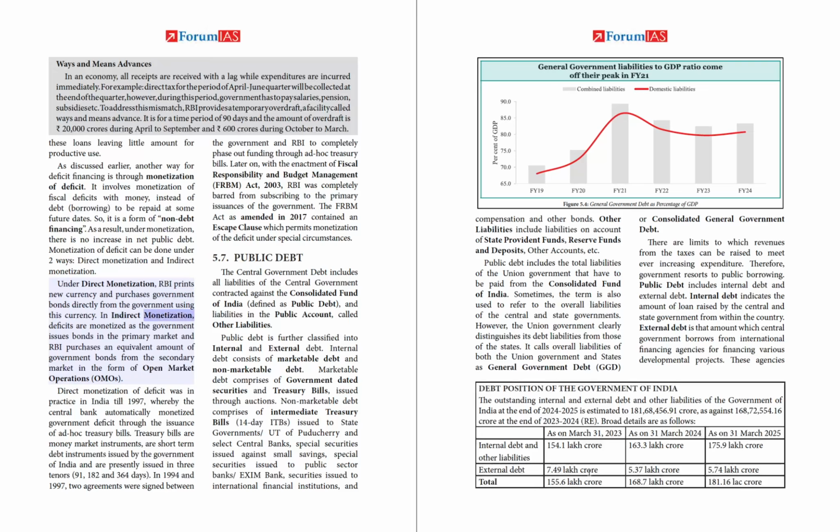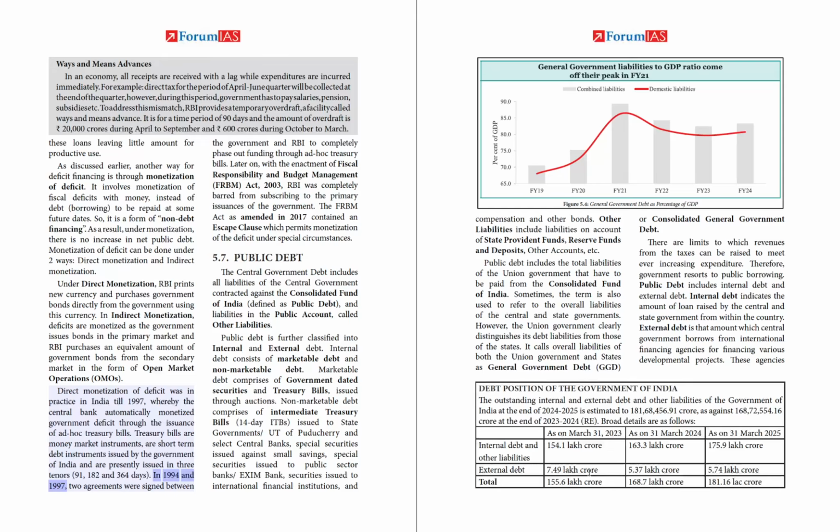In indirect monetization, deficits are monetized as the government issues bonds in the primary market and RBI purchases an equivalent amount of government bonds from the secondary market in the form of open market operations, OMOs. Direct monetization of deficit was in practice in India till 1997, whereby the central bank automatically monetized government deficit through the issuance of ad hoc treasury bills. Treasury bills are money market instruments, short-term debt instruments issued by the government of India, and are presently issued in three tenors: 91, 182, and 364 days.